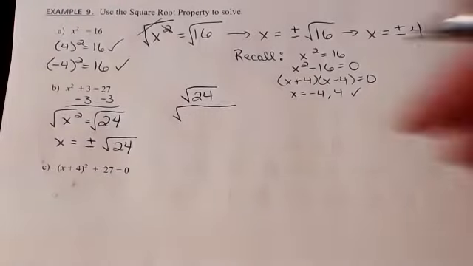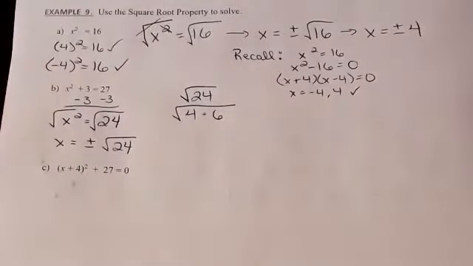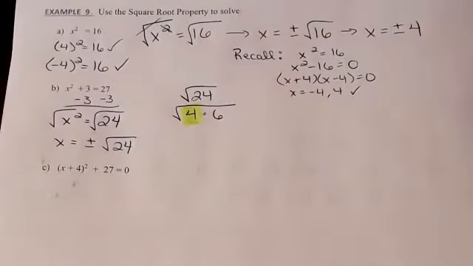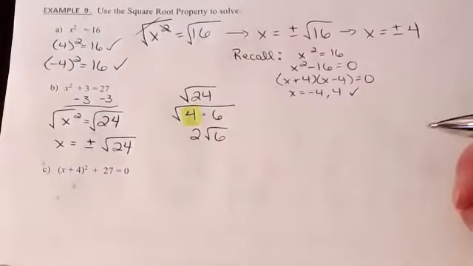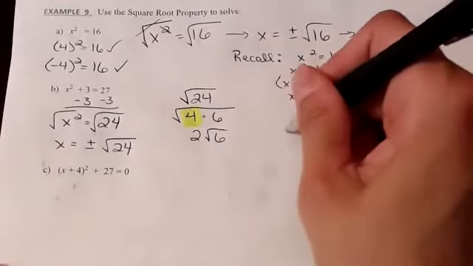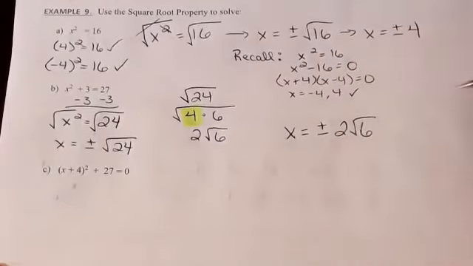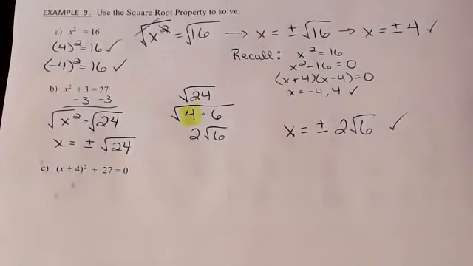So right away we see, oh, 4 times 6 is 24, where 4 is our perfect square. So this gives us square root of 4, which is 2, and we still have the square root of 6. So my answer for part B is going to be positive or negative 2 square roots of 6. That's my solution. Okay, let's do one more, then we'll take a 5-minute break.